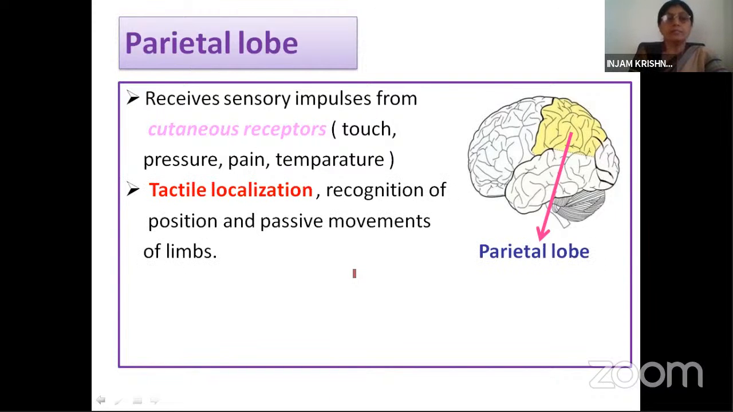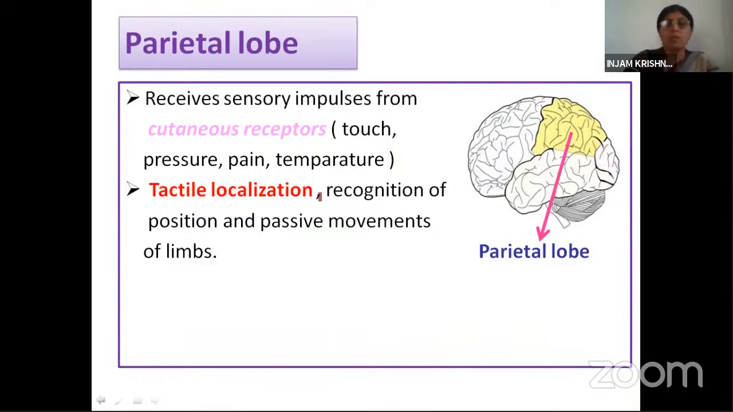Tactile localization. What is tactile localization? Tactile localization is also the sense of touch, recognition of position and passive movements of limbs. Among all our external parts, where is it more? Tactile localization is more at the palms of the hand. Here the sense of touch is more. That's why everything we first touch and sense it.